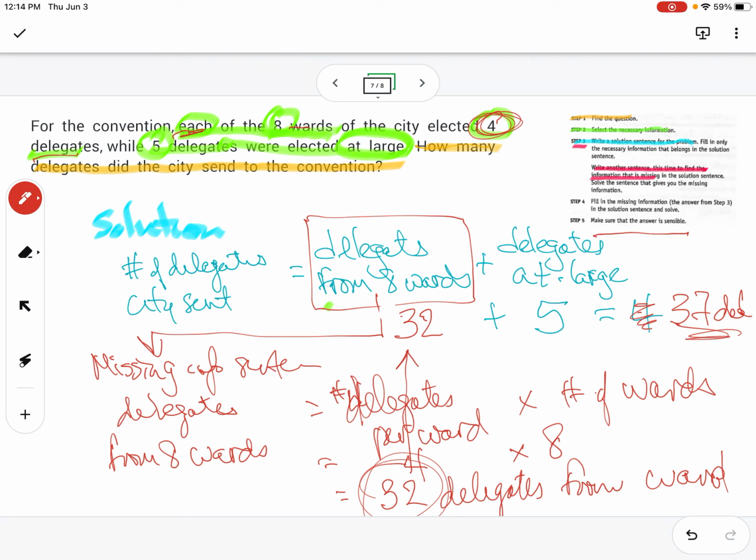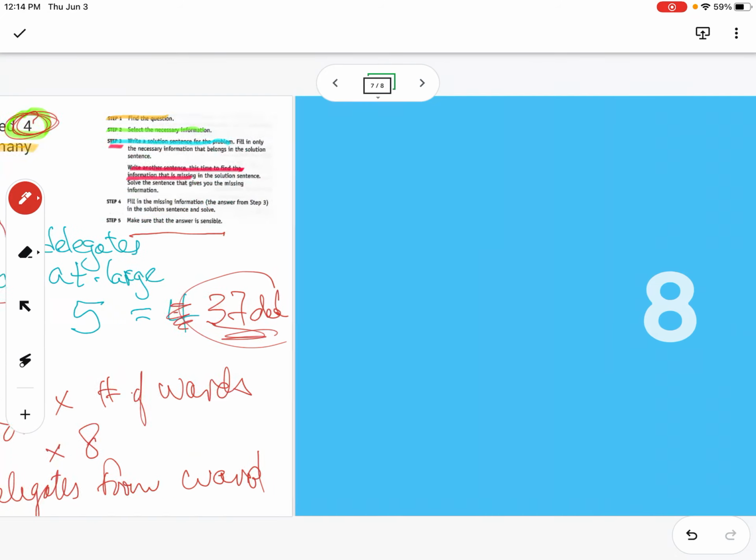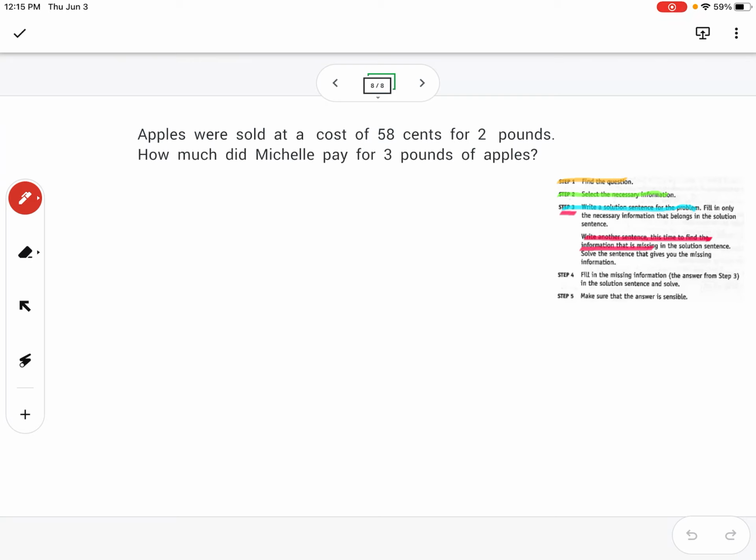Make sure that the answer is sensible. Yeah, 8 wards, 4 delegates each, 5 delegates at large. That's a reasonable number. We have a solution. Okay. This is a 2-step problem.